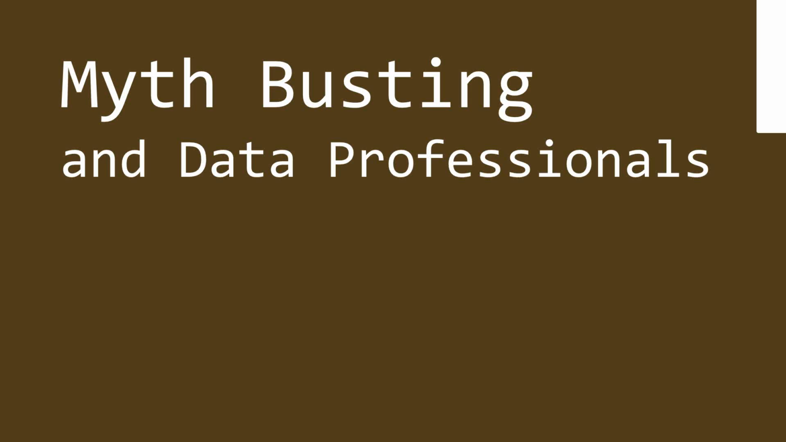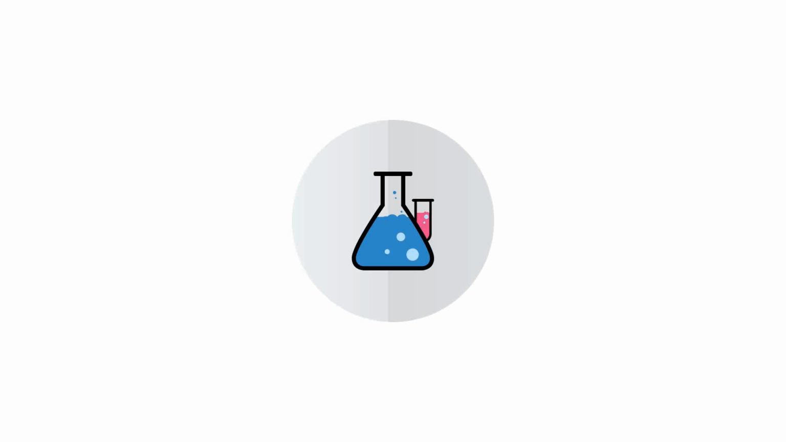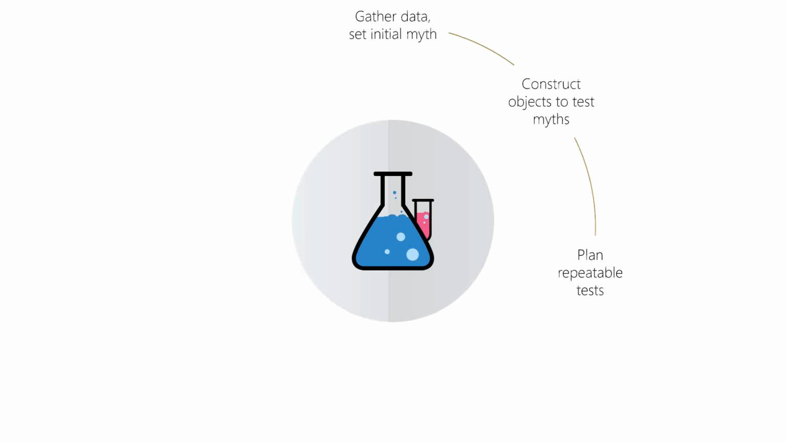So in summary, these are some of the steps around myth busting. You gather the data and set the initial myth that you want to prove. You would probably construct objects to test the myths, and construct your lab or workshop to test them. You want to plan for repeatable tests, hopefully mostly mechanical so that you can automate some of these tests. Then perform the test and record the results.